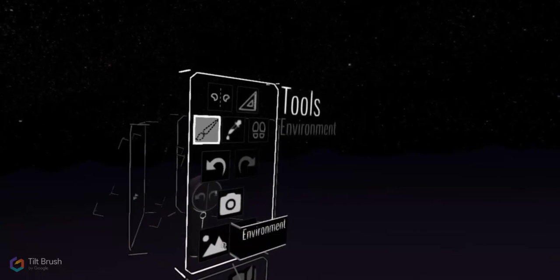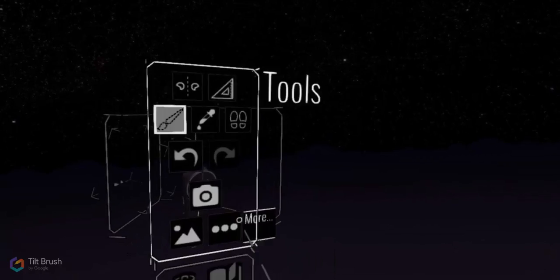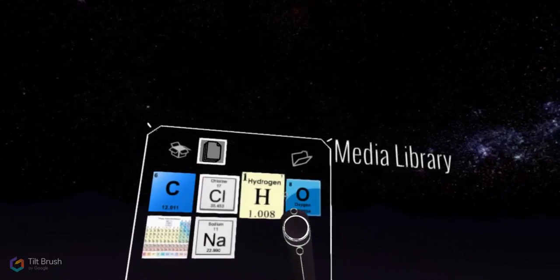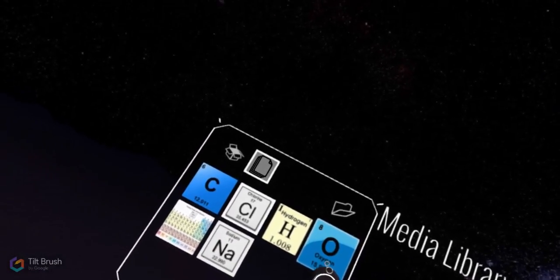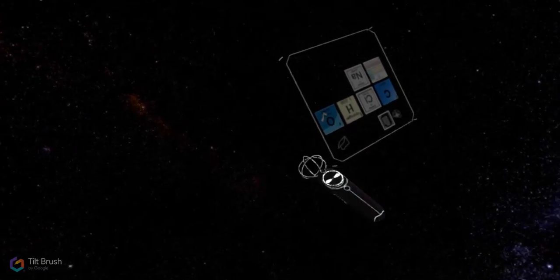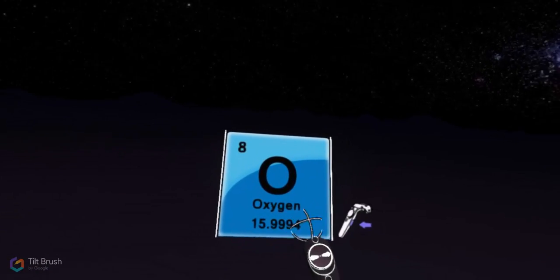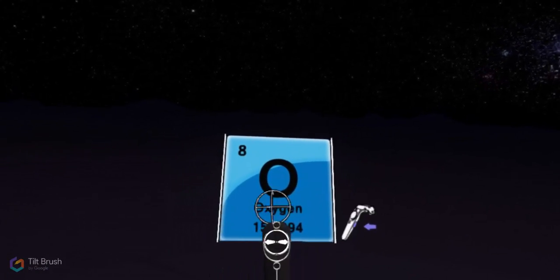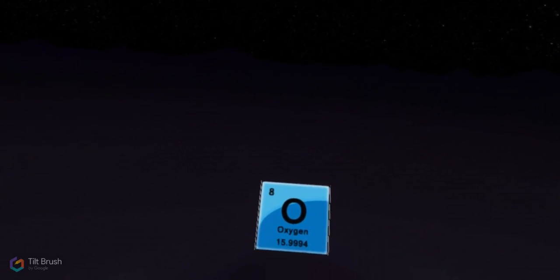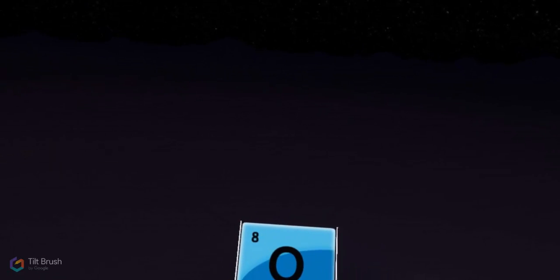All right, I want us to draw, let's see, let's go with an oxygen atom. Oops. Well, that didn't work either. All right, hold on. There we go. We're going to draw an oxygen atom. All right, so I want you to look at this oxygen atom here. We have all the information that we need to know about it.